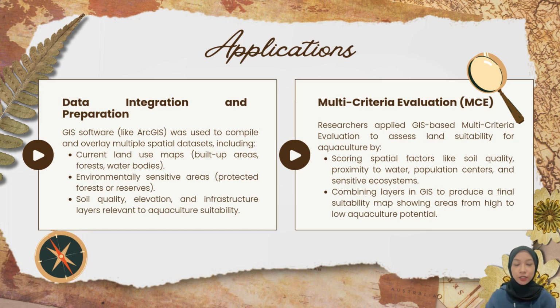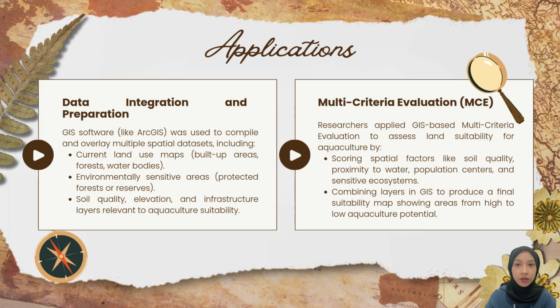Next, application to environmental or spatial problem. First, data integration and preparation. GIS software like ArcGIS was used to compile and overlay multiple spatial datasets, including first, current land use maps, which are built-up areas, forests, and water bodies. Second, environmentally sensitive areas, which are protected forests or reserves. And third, soil quality, elevation, and infrastructure layers relevant to aquaculture suitability.